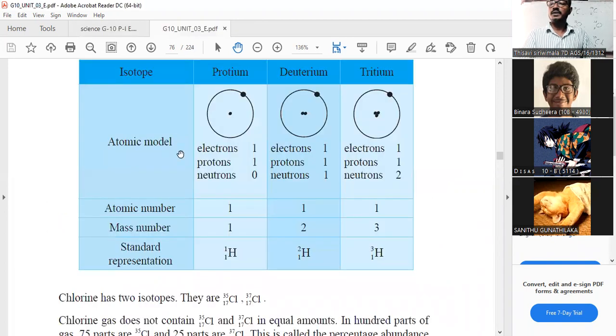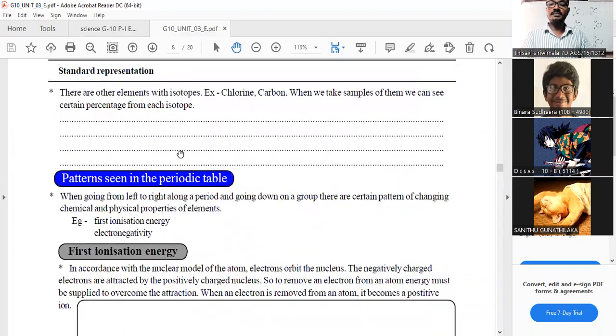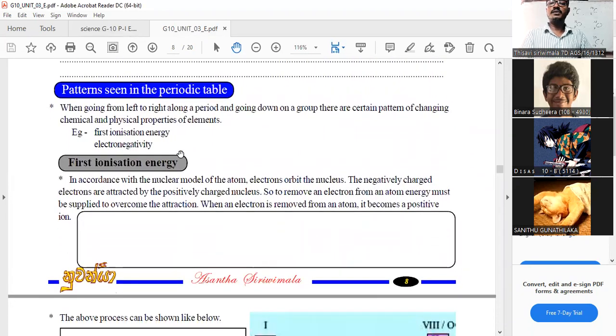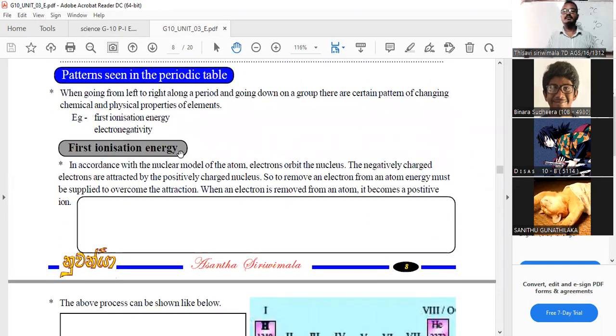So now we are going to move to another section. Patterns seen in the periodic table. So the periodic table එකේ තියෙන patterns කීපයක්. Earlier in the previous syllabus we were just talking about some simple patterns like melting point, boiling point, metallic property, non-metallic property, like simple things. But here in this grade with new syllabus, they have introduced some advanced features. So you can write the topic patterns seen in the periodic table and write the sentences here.